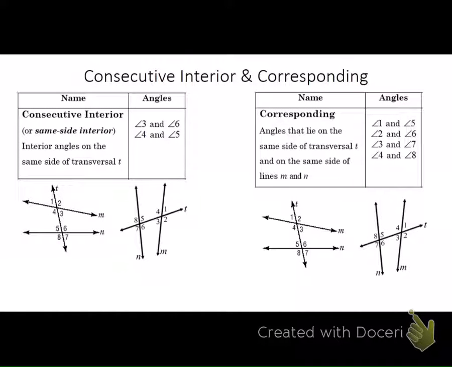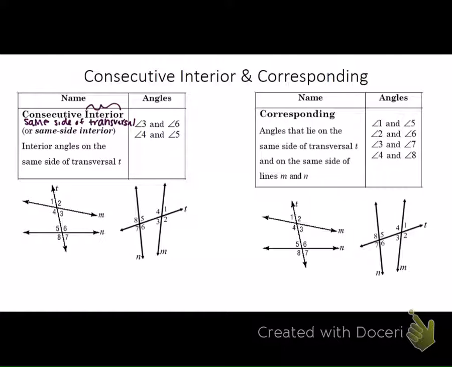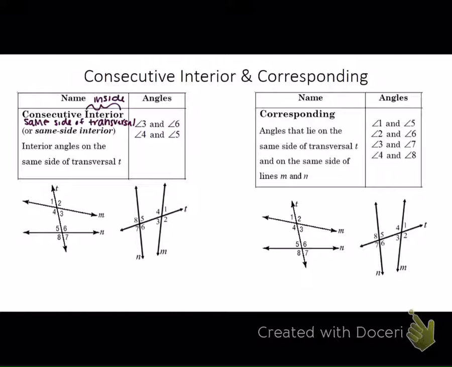Consecutive interior, also known as same side interior. So if you use either one of those, that is fine. When you think consecutive, think also same side, because that helps. So it's saying the same side of the transversal on the inside. Inside the bread. So it's on the same side of the transversal inside the bread. So interior angles on the same side of the transversal. So we have 3 and 4, or 3 and 6, sorry.